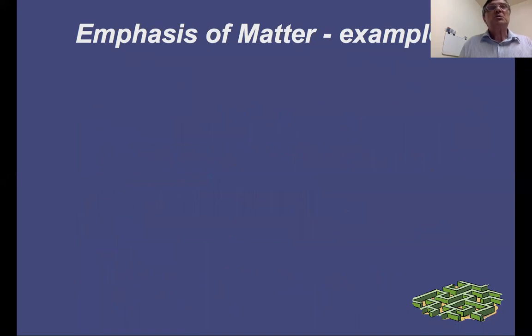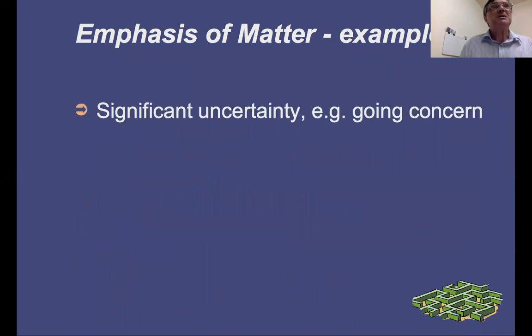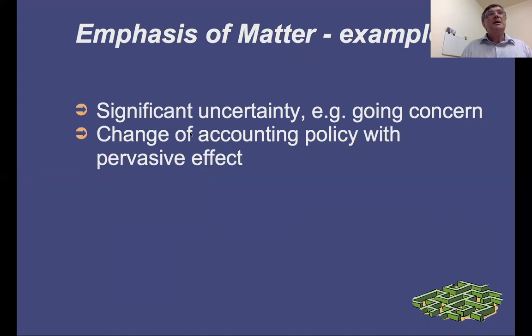So examples, or relatively common examples of emphasis of matter, are when there is significant uncertainty, and the classic one here, of course, is going concern, but there could be other significant uncertainties affecting the financial statements. If there's been a change of accounting policy with a pervasive effect. Now, this is not a wicked, bad change of accounting policy. This simply is, the client has changed an accounting policy and it's a legitimate change, but the effect of the change is pervasive. That's worthy of an emphasis of matter.